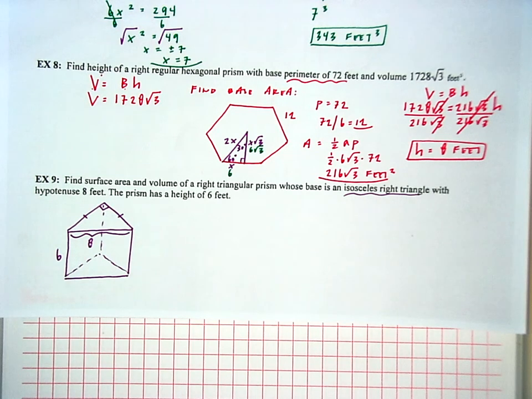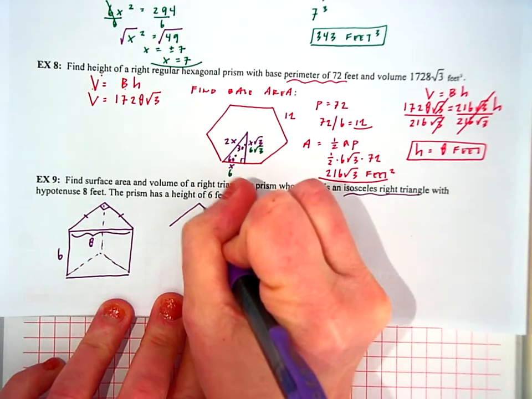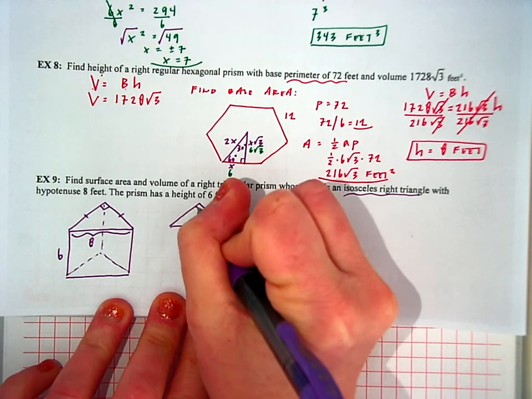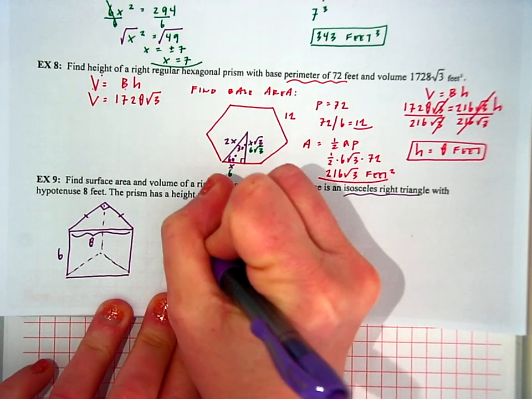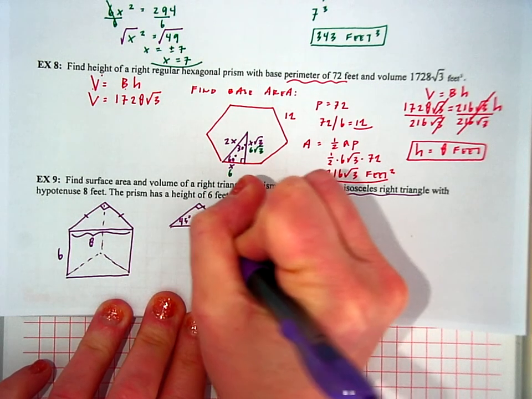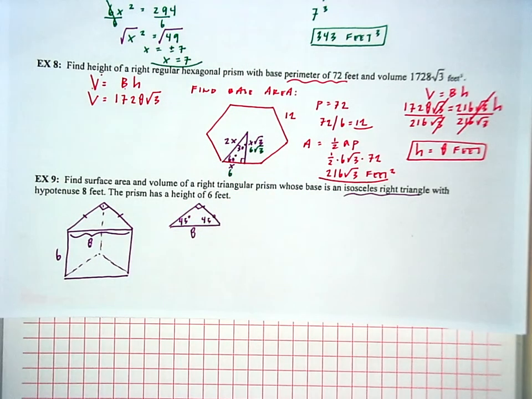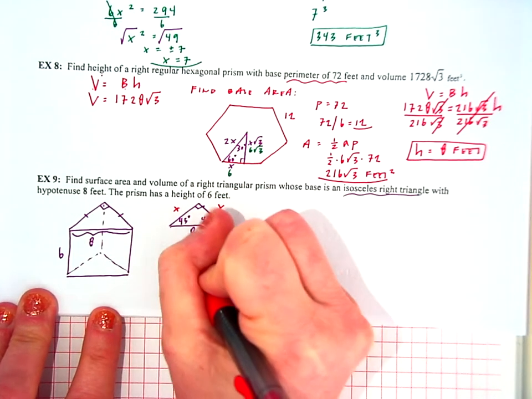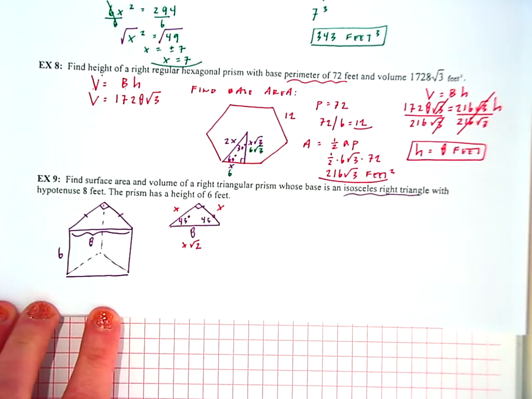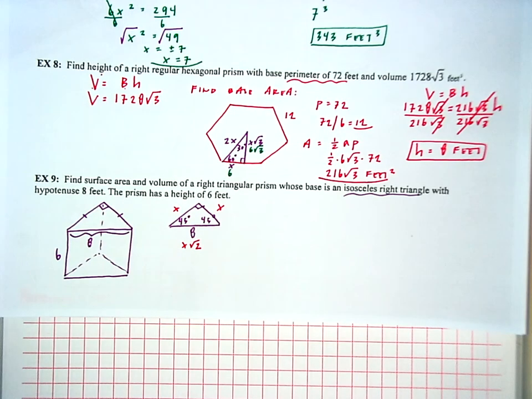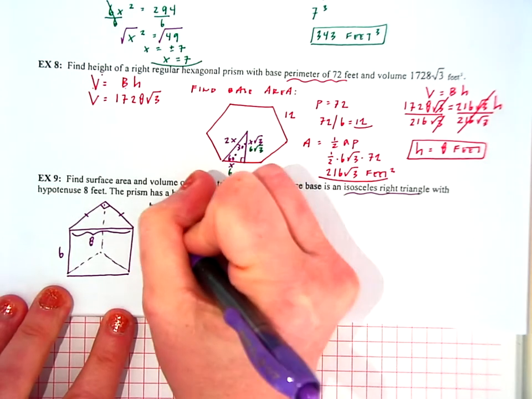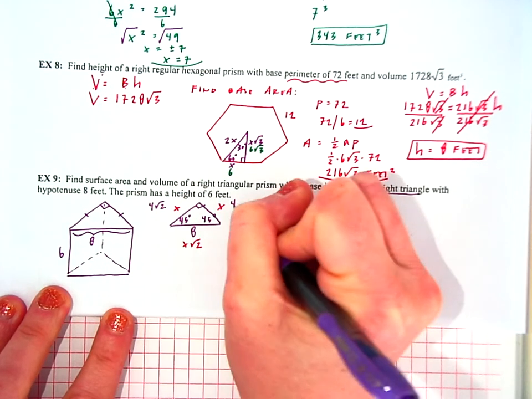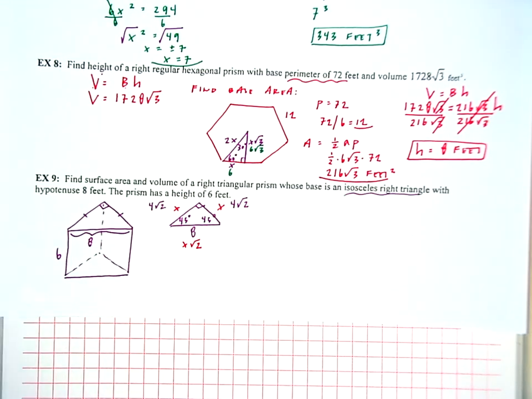So I know first I've got to focus on my base shape. If I sketch out my base shape, it's an isosceles right triangle where the hypotenuse is 8. These angles would have to be 45 degrees. So I know that the two legs, x and x, the hypotenuse is x root 2. So if I take half of 8 and multiply by root 2, I'm going to get 4 root 2 and 4 root 2 for my two legs.